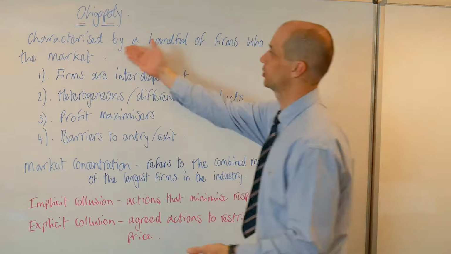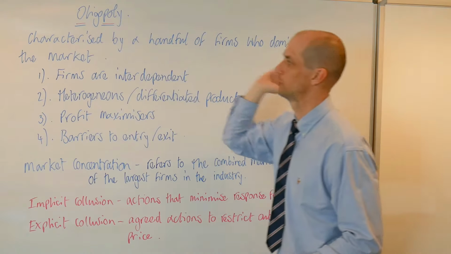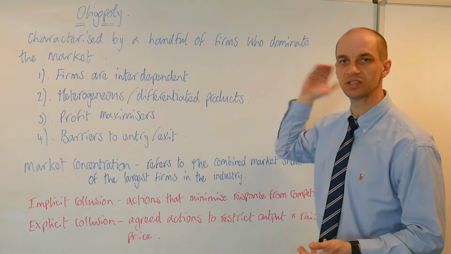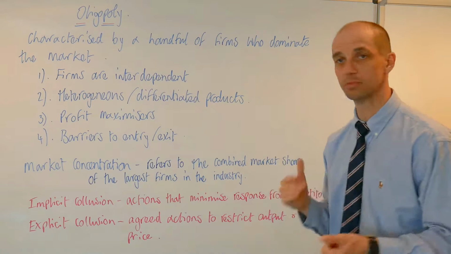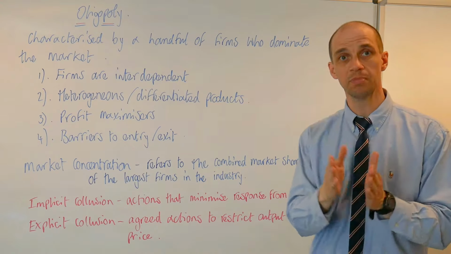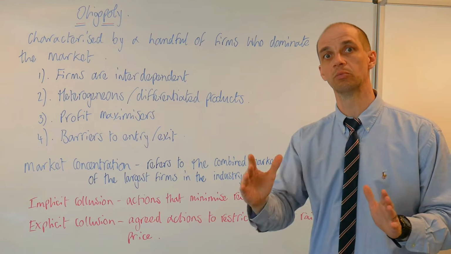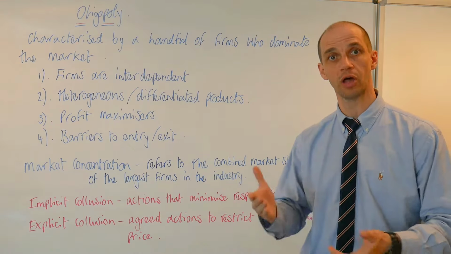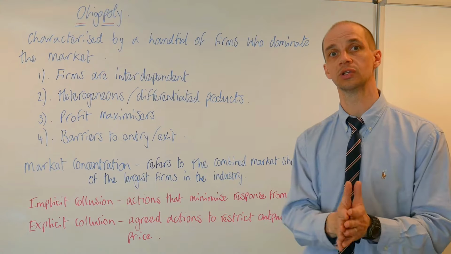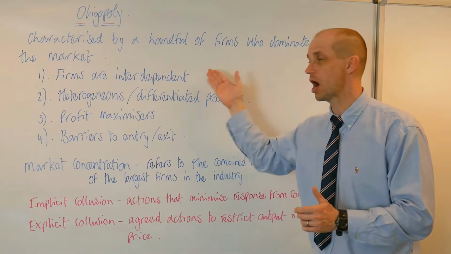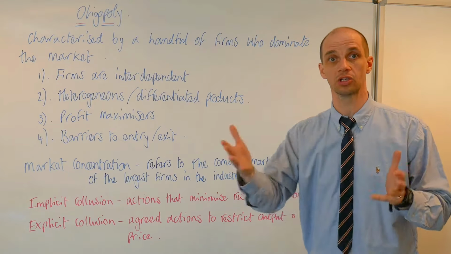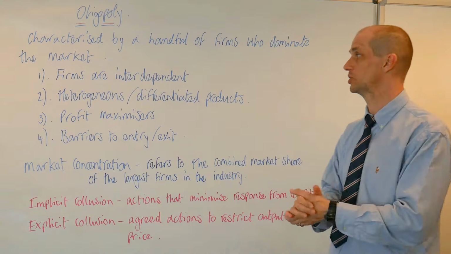So as we've heard, oligopolies are characterized by a handful of firms who dominate the market. Now there are some key assumptions within an oligopoly market. Firstly, that firms are interdependent. This means that the actions of one firm will have repercussions for other firms. So for instance, the actions of Lidl supermarkets will have repercussions for Tesco's, for Sainsbury's and so on.